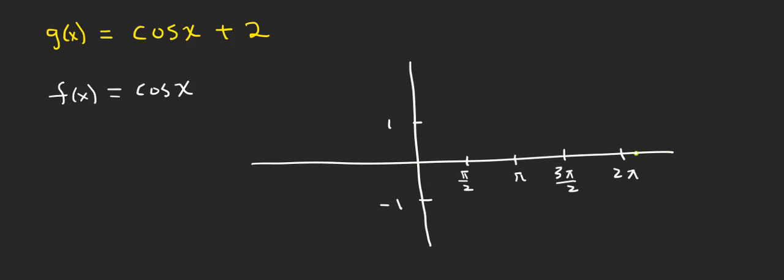So this is the midline. So you start from the top, middle, bottom, middle, top. That's one cycle. So that's one cycle of cosine of x. Now, in order to graph cosine of x plus 2, everything will move up 2. So the midline, which is y equals 0, will end up at y equals 2.